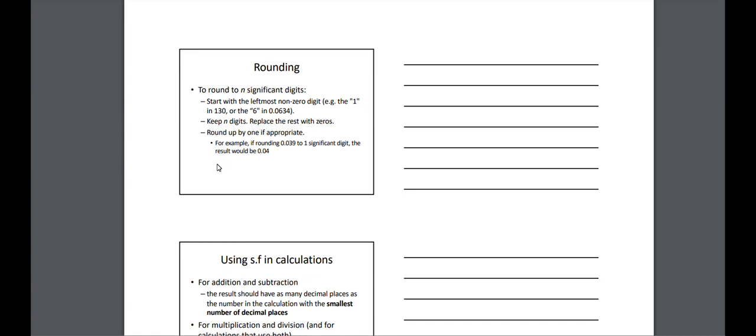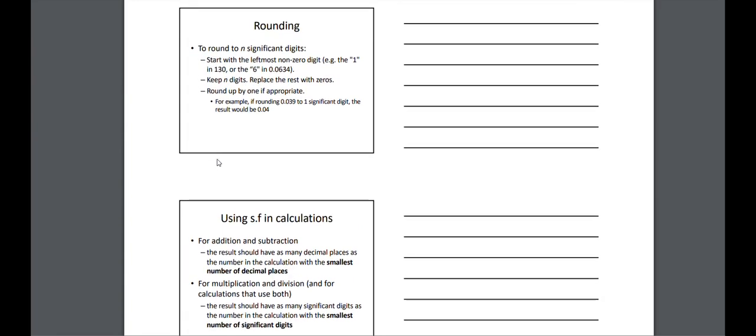And when you do rounding, what you do is basically you start with the leftmost non-zero digit. So which number am I talking about? For example, the 1 in 130. So you will round this one up or round it down. Or the 6 in this case, the leftmost non-zero. You will keep n digits and replace the rest with zeros. You will round up if it is doable, or you will just let it rest and not change it.